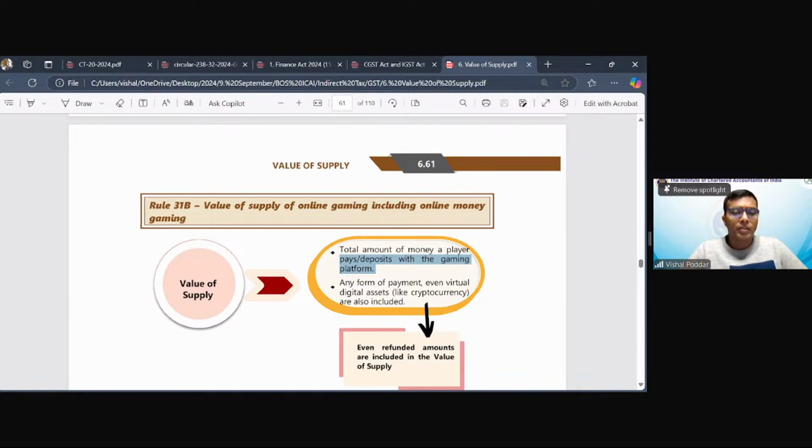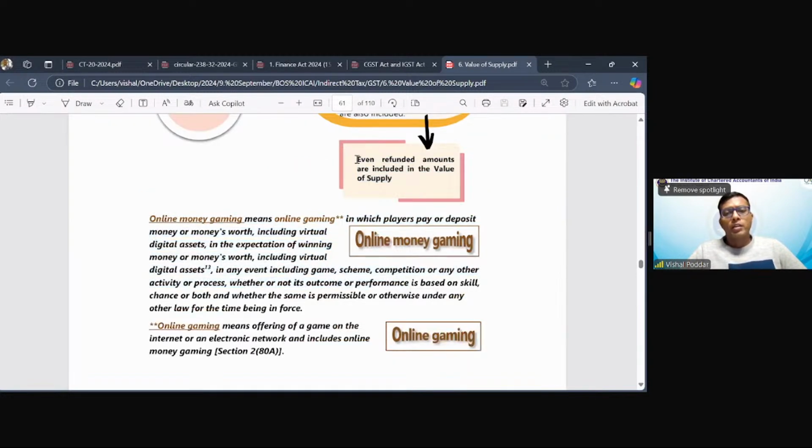I hope this is clear. This is why they have kept online gaming separate. Now, interestingly, what you can see here, they have said even refund amounts are included in the value. Now, what is this? Let us say I put this 100, 28 tax gone.